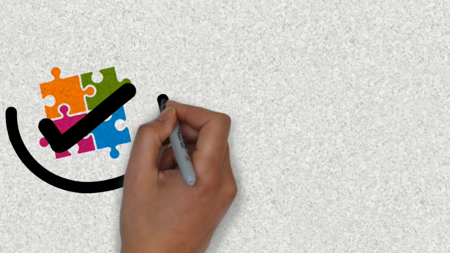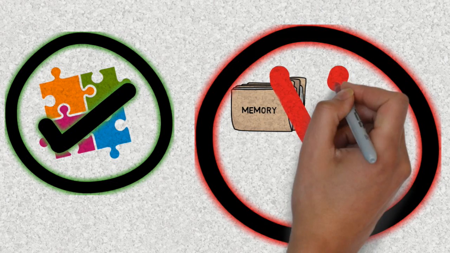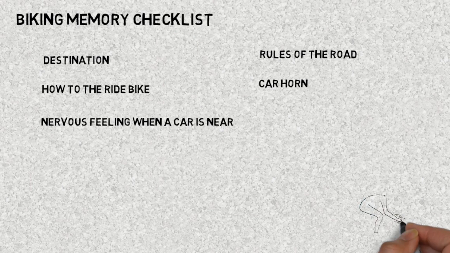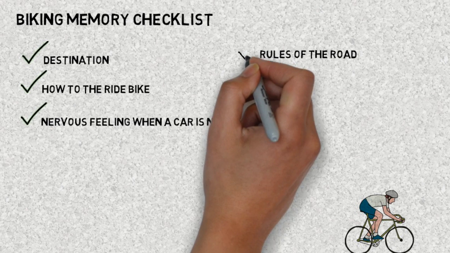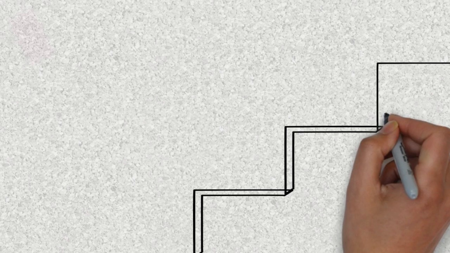Memory and its processes are very complex, and memory is best viewed as a puzzle rather than a folder in a filing cabinet full of memories. There are many different parts to a memory. For example, when you are riding a bike, in the same moment you are remembering your destination, how to ride the bike, the nervous feeling when a car is near, the rules of the road, and the sound of a car horn. All of these different aspects of one memory of riding your bike come from different parts of the brain.